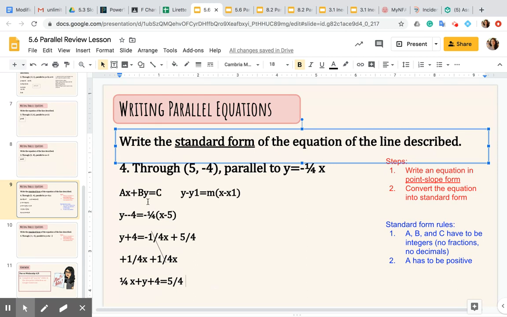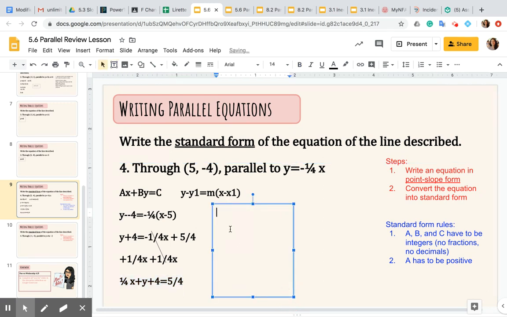I'm running out of space here, so here's what I'm going to do. I'm going to copy this. I'm going to insert a text box right here, and I'm going to paste it. And I'm going to keep going.